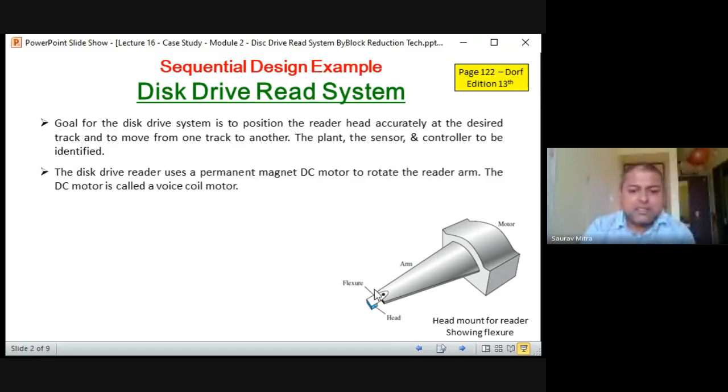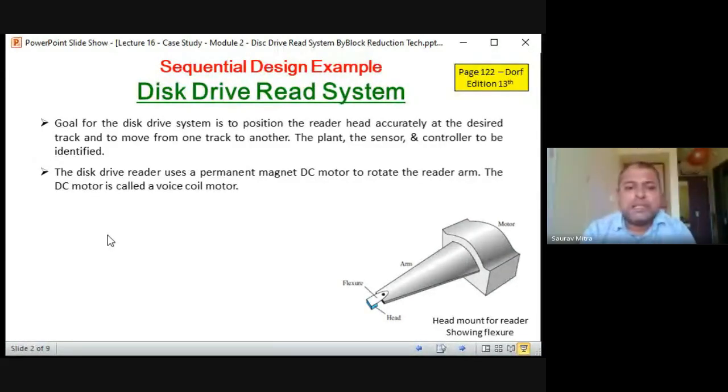So this is the disk drive reader, this is the head, this is the arm, this is the motor. The disk drive reader uses a permanent magnet DC motor, a PM DC motor. Inside a DC motor there are two coils. One is called the field coil, which produces MMF, that is, a magnetic field. The second one is the armature coil.